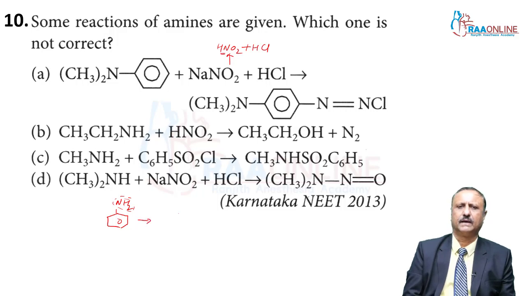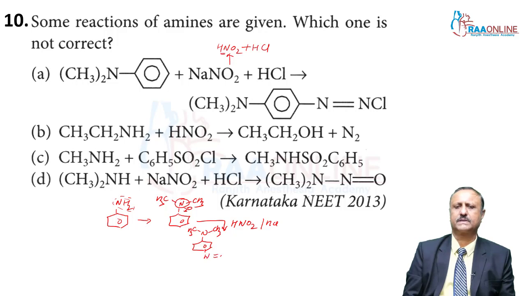But my dear students, in this reaction you can see two hydrogen atoms are replaced by the methyl group. That's why this is a tertiary amine. When HNO2 reacts with a tertiary amine in the presence of HCl, a nitroso compound is formed: N, CH3, CH3 and N double bond O. Tertiary amines always react with HNO2 to form a nitroso compound. So my dear students, this reaction does not occur.